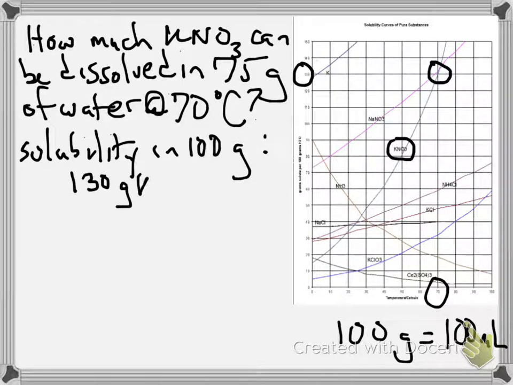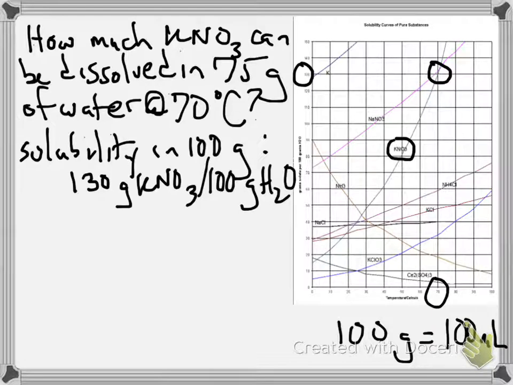I'm going to go ahead and write that out exactly as I just said it. 130 grams of KNO3 in 100 grams of water. And if we want to know the amount we can dissolve in a different amount of water, it's as easy as setting up a proportion.